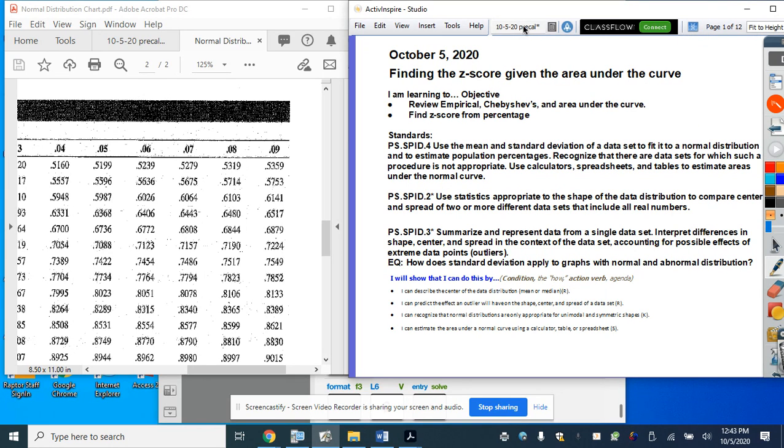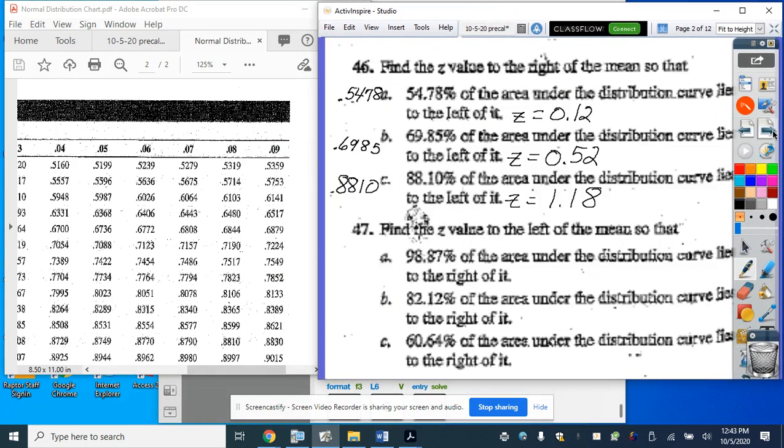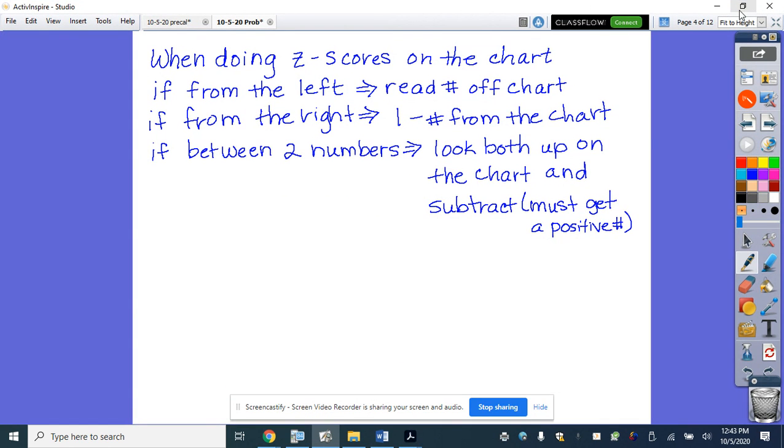And there's just a couple of things that I need to point out to you on this review sheet, because some of you have noticed a couple of things, and hopefully everybody's noticed them. Just a review of the rules from Thursday and Friday. If I have the z-score and I'm looking it up on the chart, if they come from the left, now remember, left means the word left. It can be the less than symbol. So either one of those, I'm reading that number directly off the chart from the z-score that I'm given.